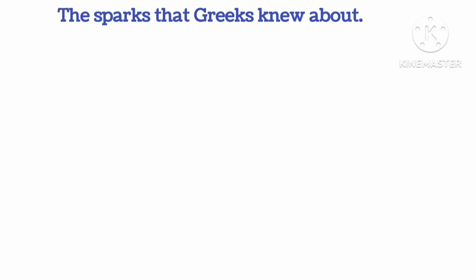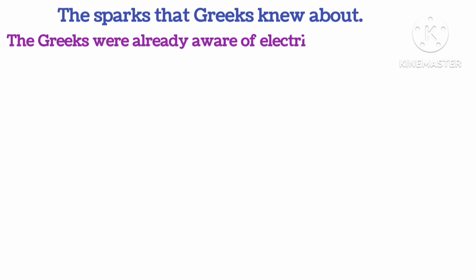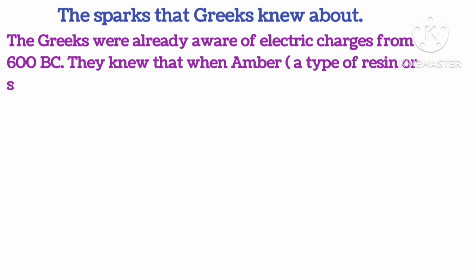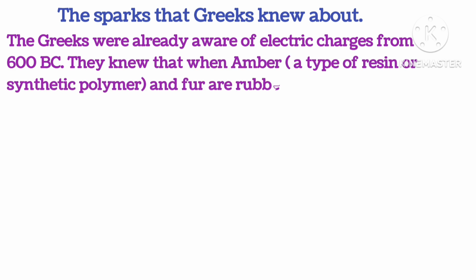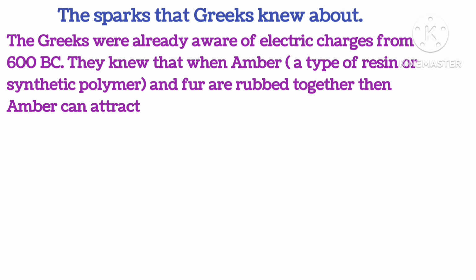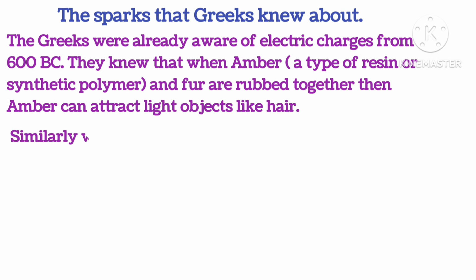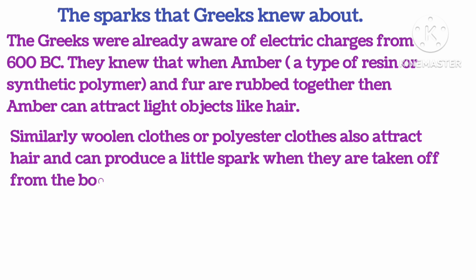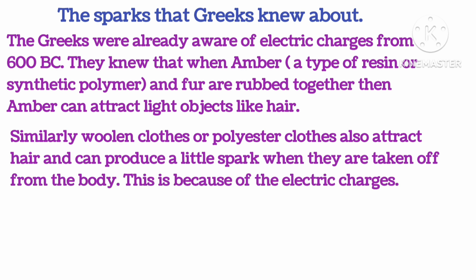The sparks that Greeks knew about. The Greeks were already aware of electric discharge from 600 BC. They knew that when amber, a type of resin or synthetic polymer, and fur are rubbed together, then amber can attract light objects like hair. Similarly, woolen clothes or polyester clothes also attract hair and can produce a little spark when they are taken off from the body. This is because of the electric charges.